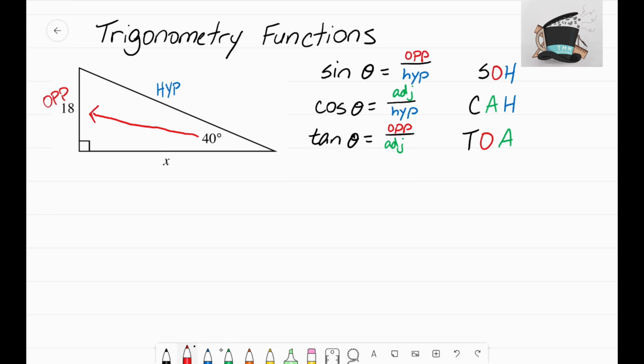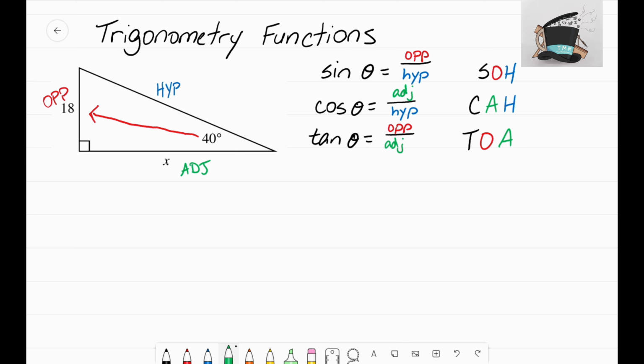And last but not least, we have our adjacent side. Well, there's only one other side left, and so I can label this my adjacent side. It's the adjacent side because it's the side that's next to, or adjacent to, my reference angle. Now, the hypotenuse will always be adjacent to the reference angle, but we never call it that because it's the hypotenuse. It has a special name. So that's how we label our sides.